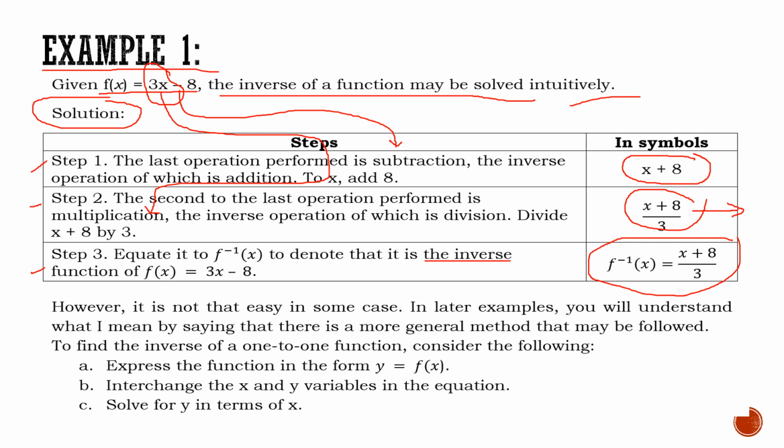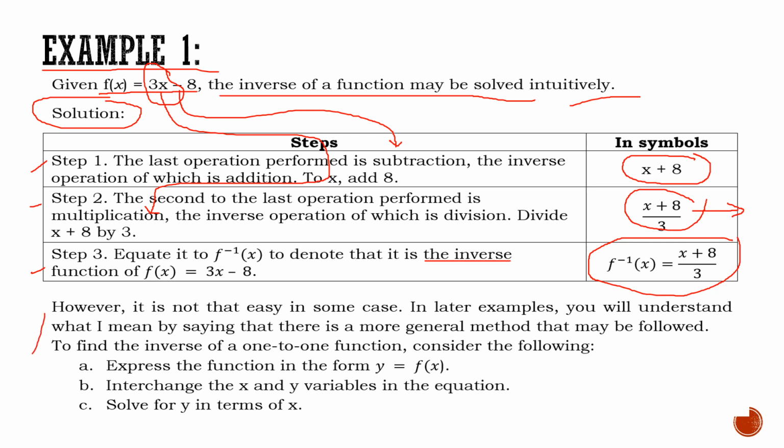So you need to check first. The first thing to do is to check if the given function is a one-to-one function, because you cannot move forward in finding the inverse of this function if it is not a one-to-one function. Again, only a one-to-one function has an inverse function.